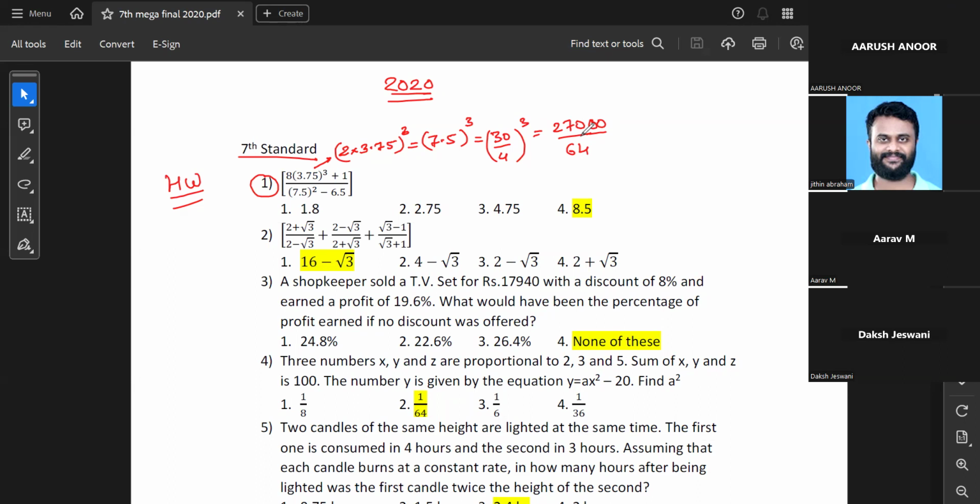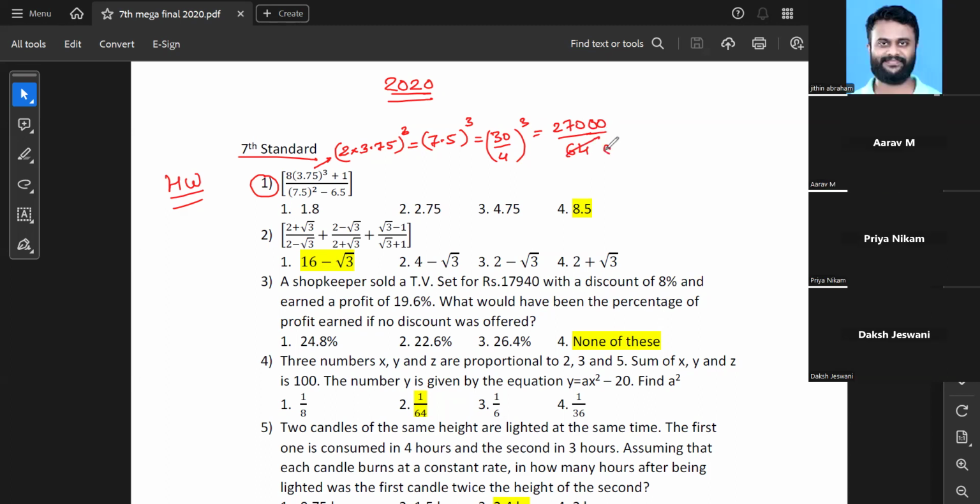So 28 times when you cancel. When you cancel this with 8, you'll get 8 over here, and you'll get 3375 over here. So this is also one fraction which you can use. Anyway, my point is whichever is convenient for you, that fraction you can use. So 3375 upon 8 I'm going to use plus 1. Plus 1 means you have to take LCM and then solve, which is very much familiar to you.